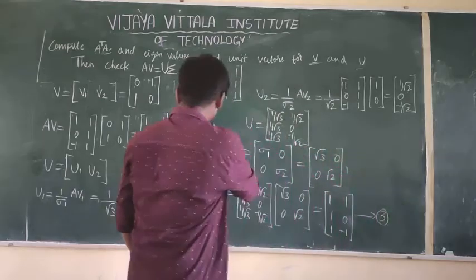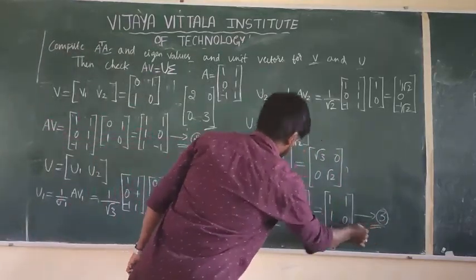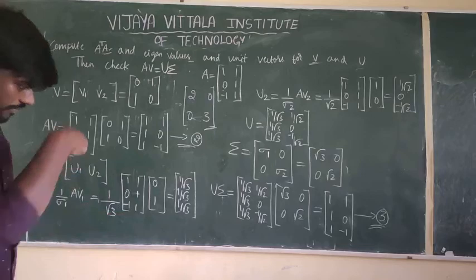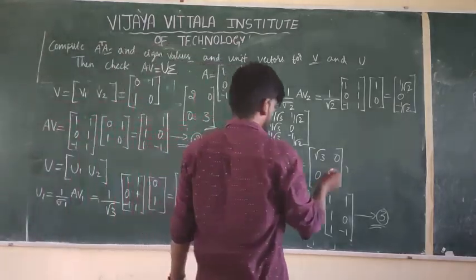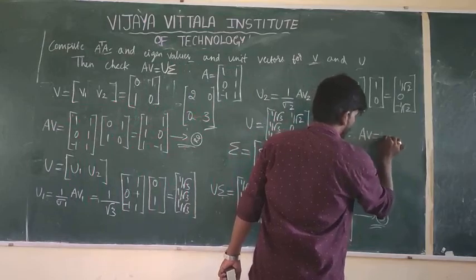On comparing equation number 2 and 3, both are equal. The LHS of equation number 2 and 3 are equal. Therefore, we equate the LHS of equations 2 and 3. Therefore, we get AV, which is equal to U into summation.